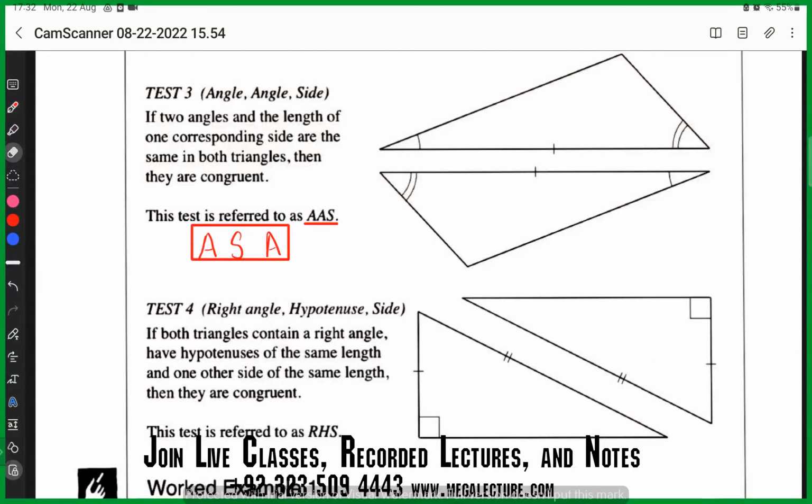All right. Only four tests. For congruence, we only have four tests. And then there's no test for similarity. It's just one condition, you can say. We are done with the four tests.